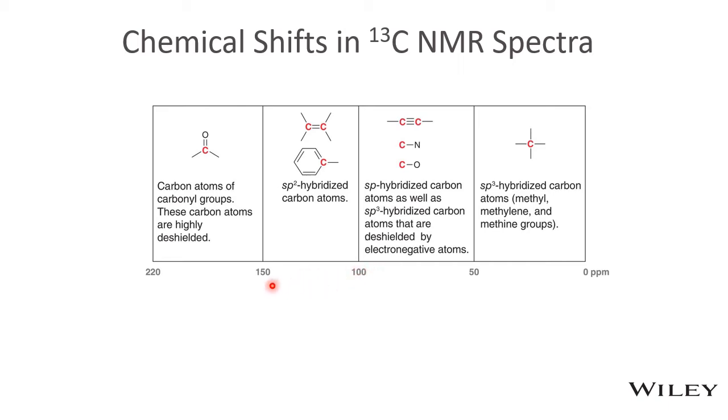From 100 to 150, we have all sp2 hybridized carbons. And then in our last set, our highest chemical shift usually goes to carbonyl carbons that are double bound to an oxygen atom. These carbon atoms are highly deshielded, therefore have the highest chemical shift.